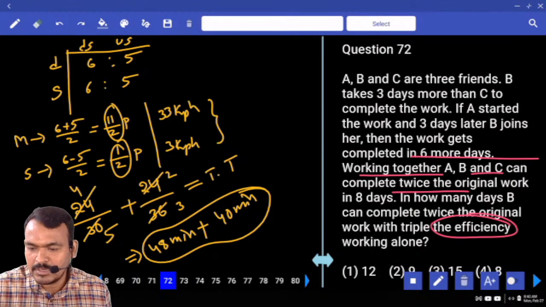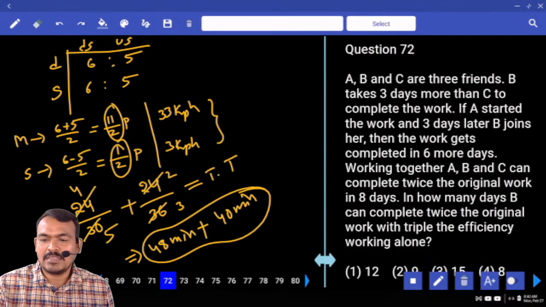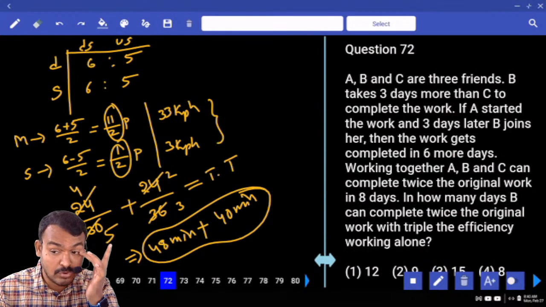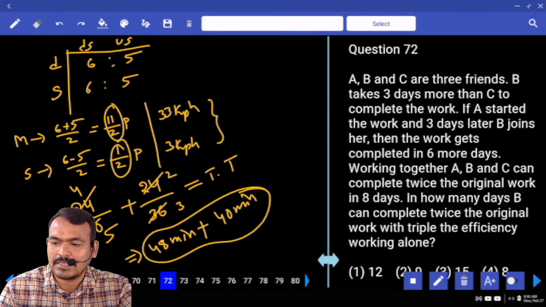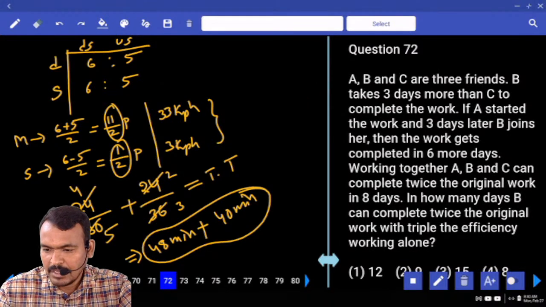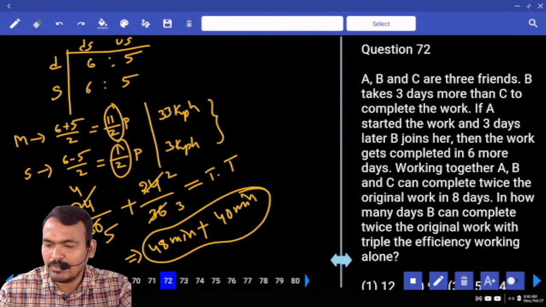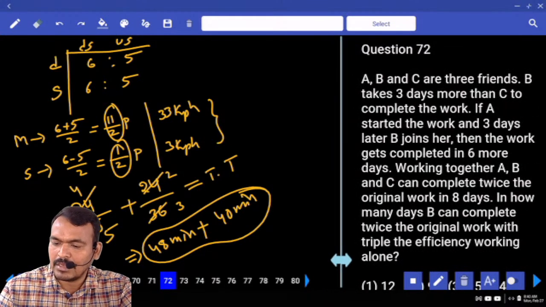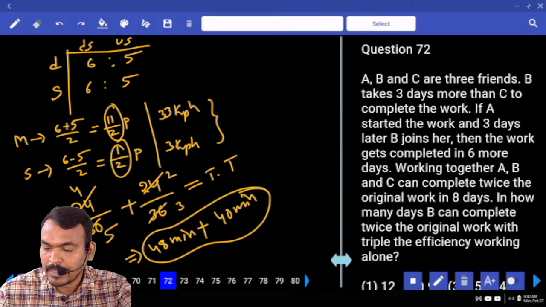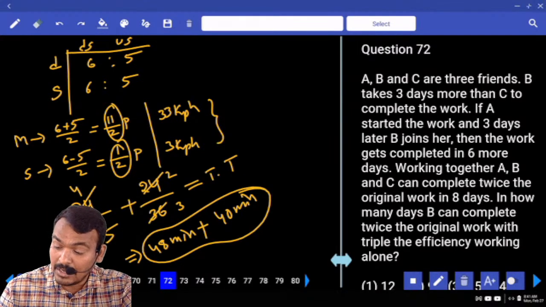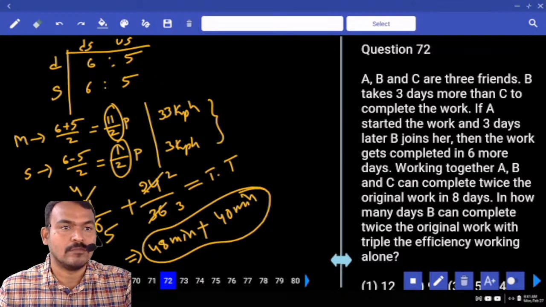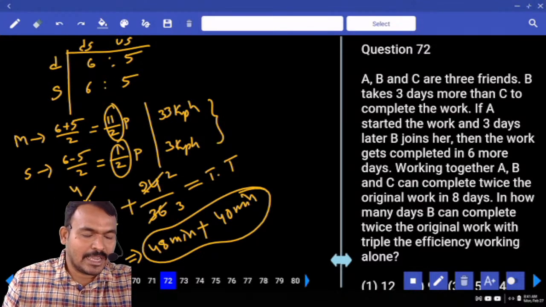Next question, number 72. A, B, C are 3 friends. B takes 3 days more than C to complete the work. If A started the work and 3 days later B joins her, then the work gets completed in 6 more days. Working together, A, B, C can complete twice the original work in 8 days. In how many days can B complete twice the original work with triple the efficiency working alone? Okay, a little bit time-taking question.